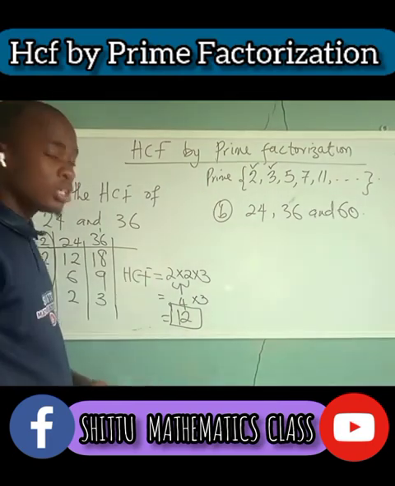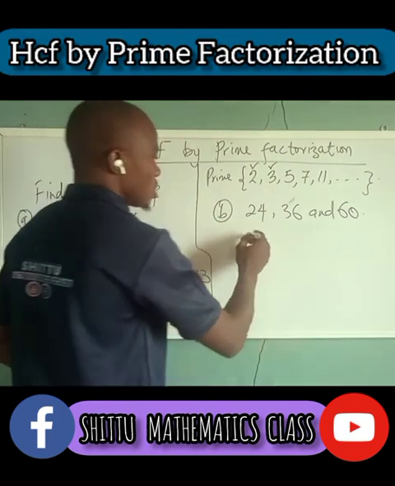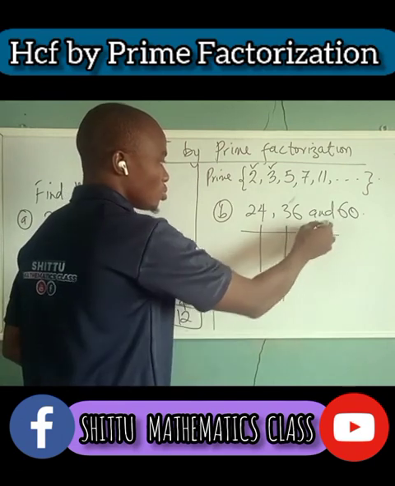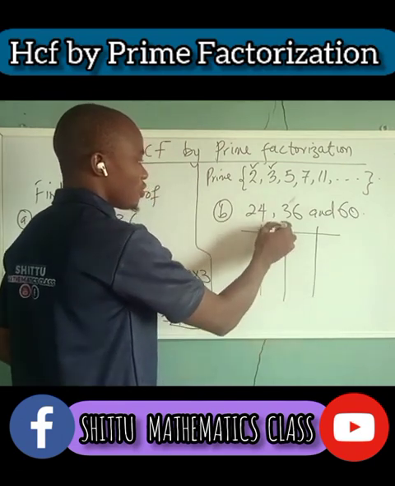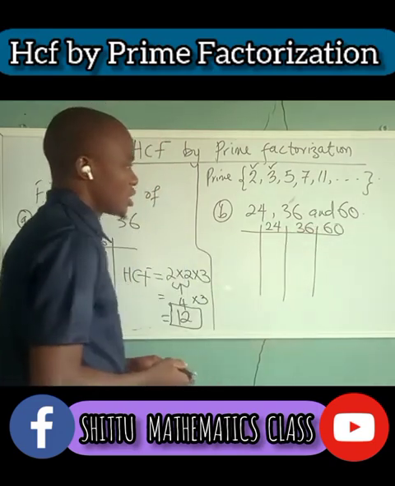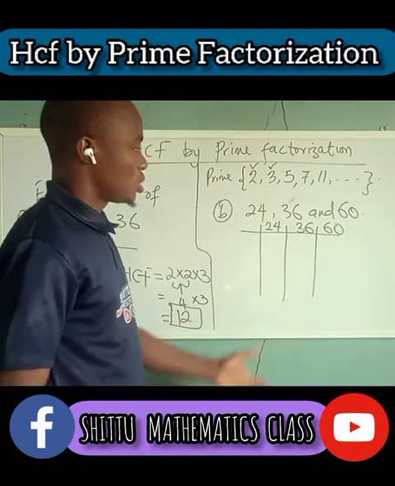So let's quickly look at the second one here. We are going to do the same thing. Let's draw this table. 1, 2, 3. So we have 24 here, we have 36, then we have 60 here. Now the same thing we did in the first example, we are going to do it here also.